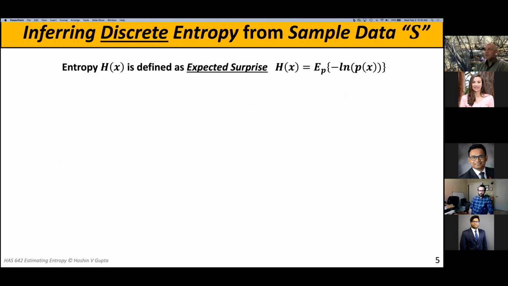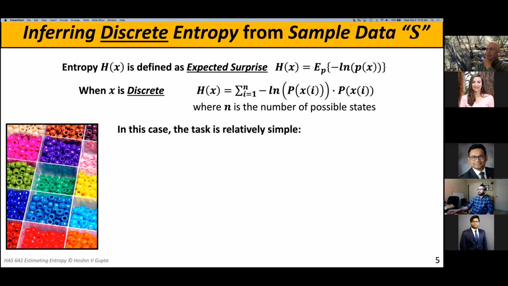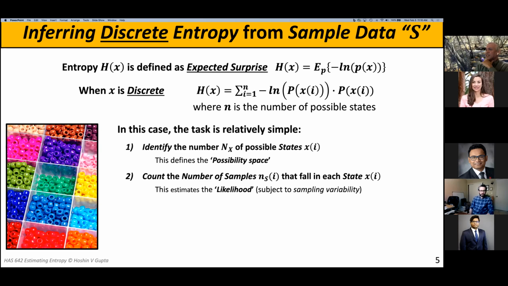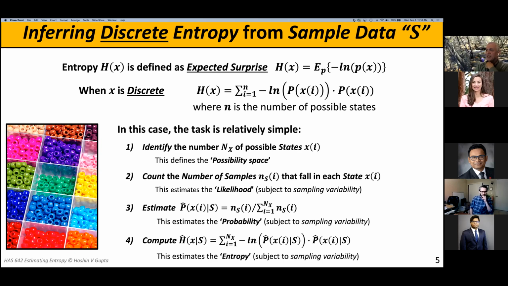Okay, so entropy is defined as expected surprise. When it's discrete, this is the normal formula that most people use, where n is the possible number of states. So you basically calculate the probability, multiply it by the log of the probability, take the negative, and add it over the number of states. So for discrete, this is relatively simple. It's well defined. You identify the number of possible states. That defines your possibility space. Count the number of samples falling in each state. This estimates the likelihood subject to sampling variability. And then use this to estimate your probability as the number of samples in the bin to the total number of samples, and then compute the entropy using this standard equation.